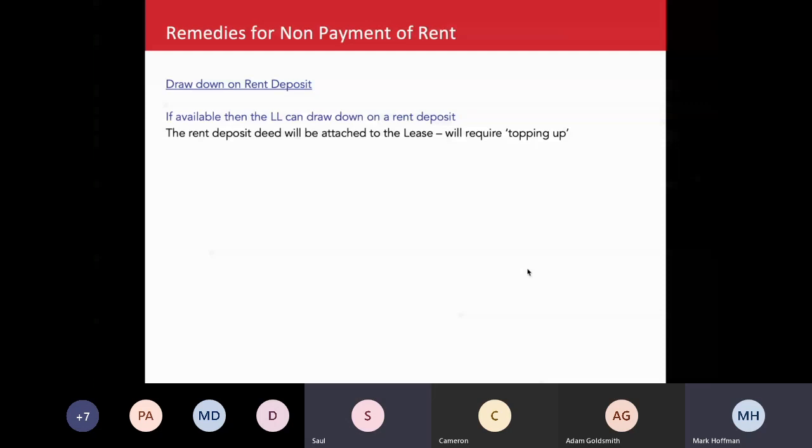Generally speaking, landlords will draw down the rent deposit when they are forfeiting the lease, so that they know they're not going to get any other money back. So therefore, at least by drawing down the rent deposit, they get something back.